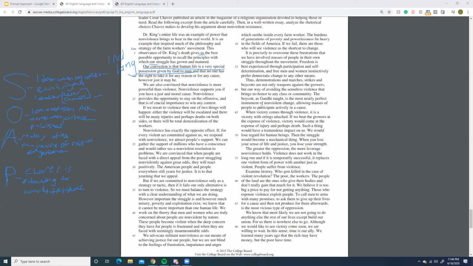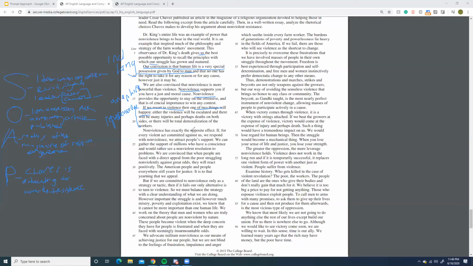the beginning. We are also convinced that non-violence is more powerful than violence. Violence supports here. This can be an anaphora. It's a bit weak though, but if you really want to stretch, you could definitely do that. Okay, and they said if we resort to violence, then one of two things will happen. So this whole paragraph would be repercussions. It's saying the far-reaching effects of if we chose to resort to violence.